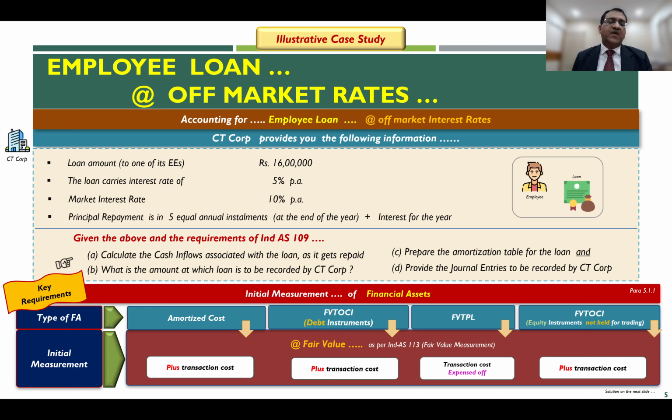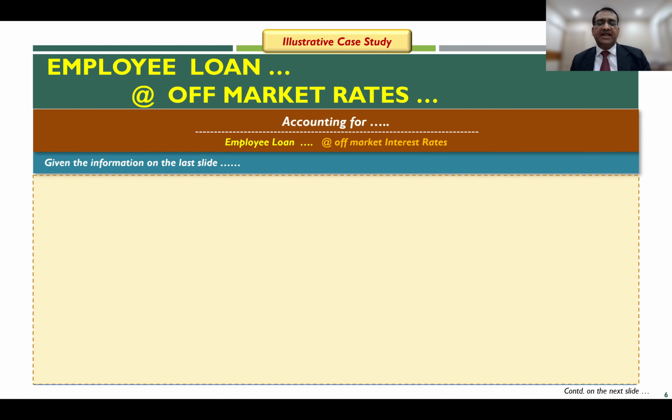That's the way the requirement of paragraph 5.1.1 is there for the recording and initial measurement of your financial assets. Now, with this background, our focus would be on this category, that's where the employee loan falls. So let us see how we solve this case study, each of these questions one by one. And at the end, I will give you the significance of the accounting, the way it is contemplated under IFRS 9 or Ind AS 109.